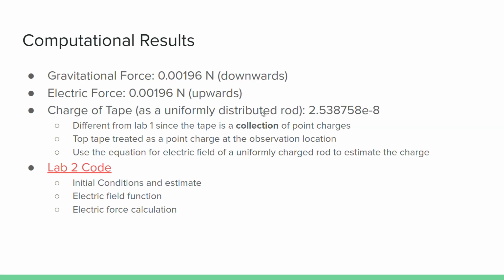From our computational model, we found that the gravitational force was 0.00196 newtons downwards, whereas the electric force is 0.00196 newtons upwards. The charge of the tape as a uniformly distributed rod is around 2.54 times 10 to the negative 8th coulombs. This is different from Lab 1 since the tape is a collection of point charges. The top tape is treated as a point charge at the observation location. We use the equation for the electric field of a uniformly charged rod to estimate the charge. Here is the code for the lab.